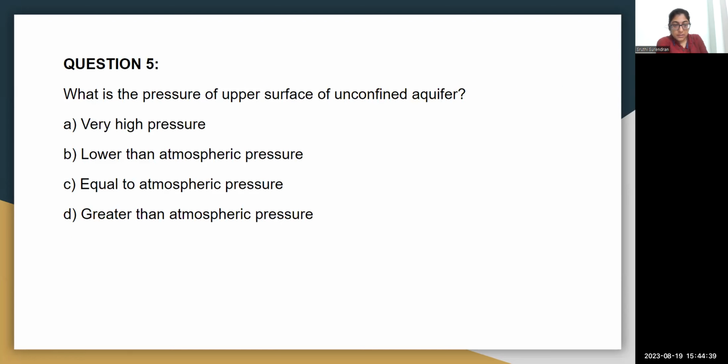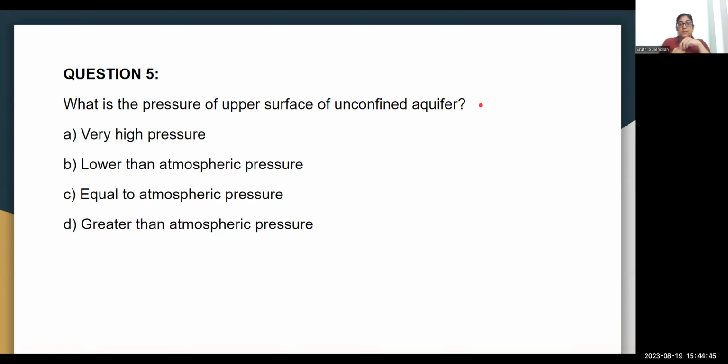Again, like how we discussed. What is the pressure of the upper surface of an unconfined aquifer? We just talked about it now. Is it under high pressure, lower than atmospheric, equal to atmospheric, or greater than atmospheric pressure?